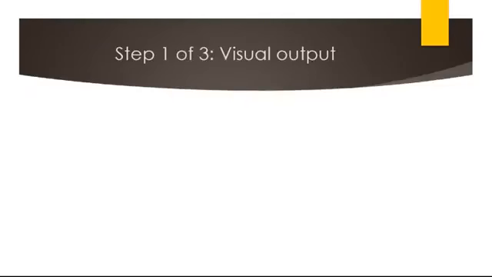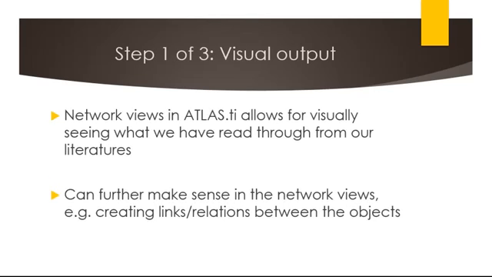There are three types of outputs which can be generated within Atlas DI. The first one is visual, second one is textual, and the third one is numerical. I'm going to start with the visual output. The feature in Atlas DI, we call it the network views. Network views in Atlas DI will allow us to visually see what we have read through from our literatures.